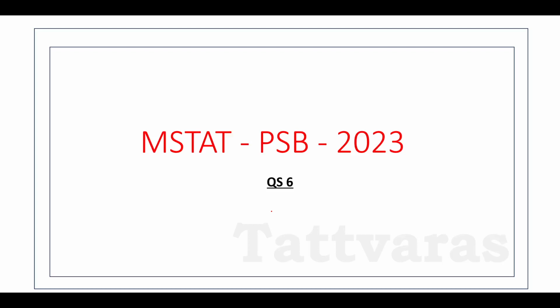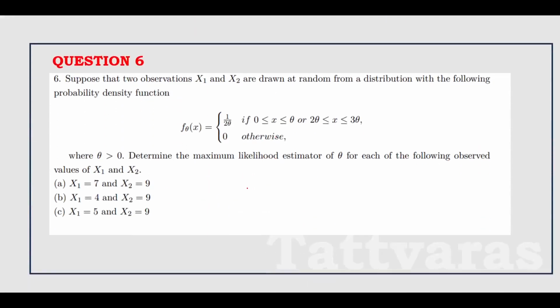So today we are going to discuss question number 6 from PSB 2023, where the question says that this is the PDF we are given, and we have two random variables x1 and x2 independently drawn from this particular PDF. And theta is greater than 0. We need to find out the maximum likelihood estimator of theta for all the three cases.